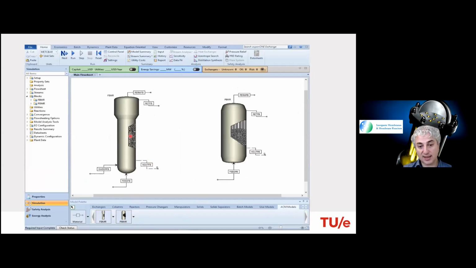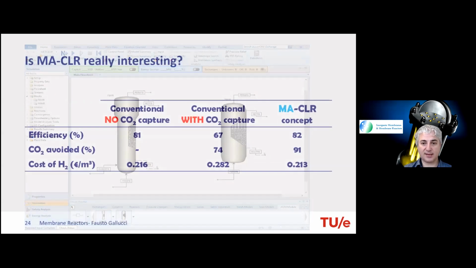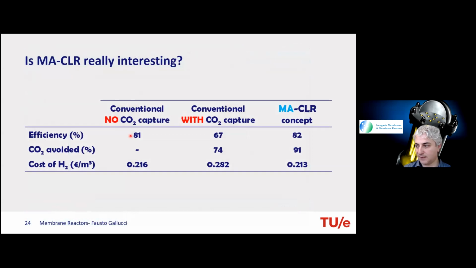And if you do the energy analysis and the cost analysis, then you come out with these final figures. What you see here is that if I take a conventional steam reformer, I have very high efficiency. Of course, I don't capture any CO2. CO2 is just going in the air, so I don't have CO2 avoided. And the typical cost is this one per cubic meter of hydrogen. Of course, this cost depends on the cost that I put for methane, and the cost that I put for electricity and for steam and so on. And the same costs I have to put in all the other calculations.